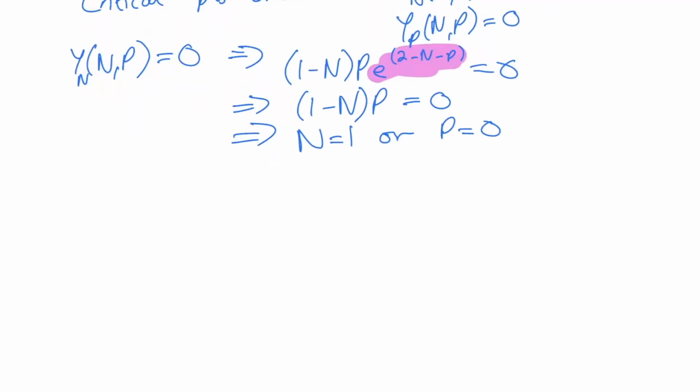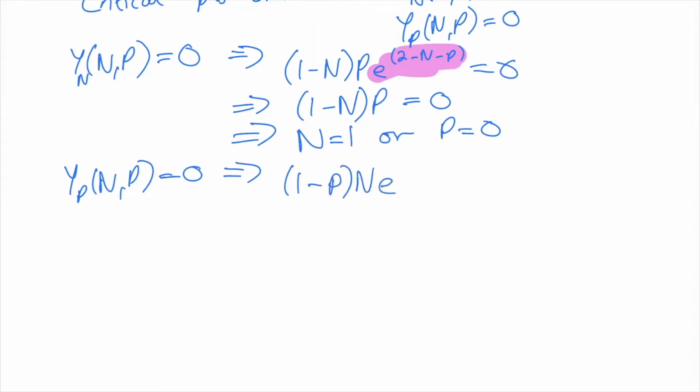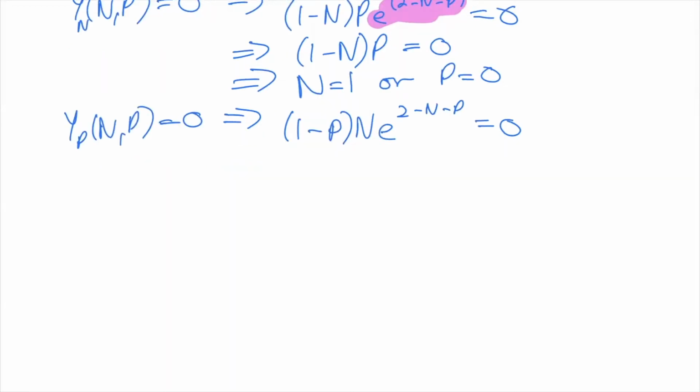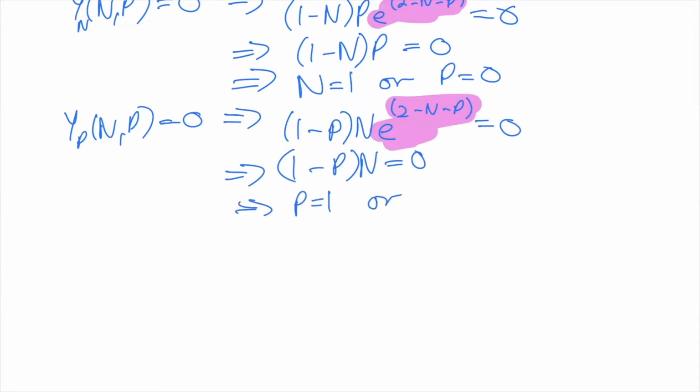Okay. So now we can consider what happens if y sub p is equal to 0. Now note that this system is actually symmetric, so here we're now going to have 1 minus p, n, so all the n's and p's are just swapped around. So 1 minus p times n times e to the 2 minus n minus p is going to equal 0. Again, this bit we can cancel out because it's positive. That tells me that 1 minus p times n is equal to 0. And so p is equal to 1 or n is equal to 0.